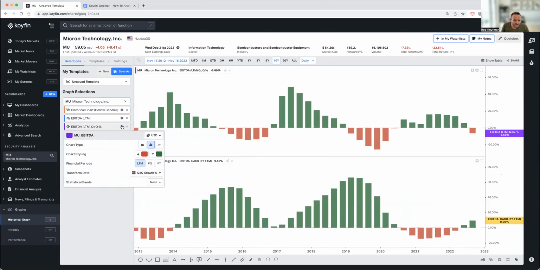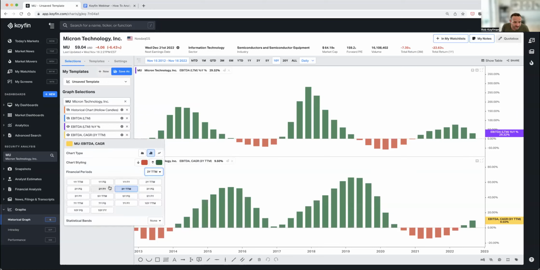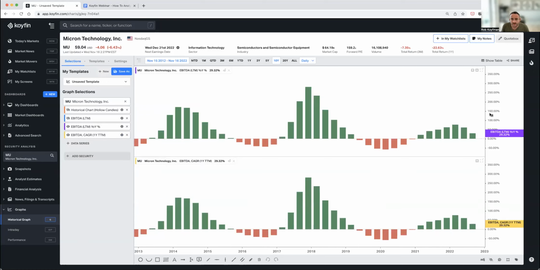And if I change this to year-on-year growth, this is my EBITDA year-on-year growth. And I change this to 1 year CAGR trailing 12 months. These two numbers should give me the same thing. And I hope they do, or else I'm going to be pretty embarrassed. Let me see. Cool. So you can see here that these two graphs are the same.